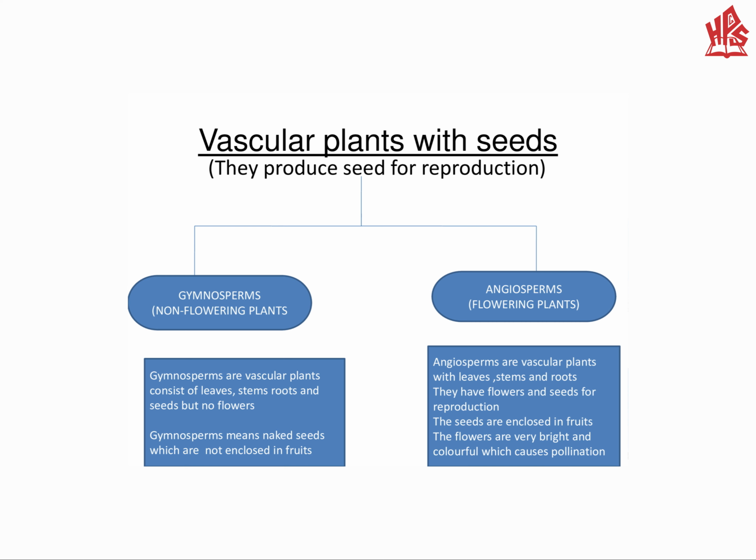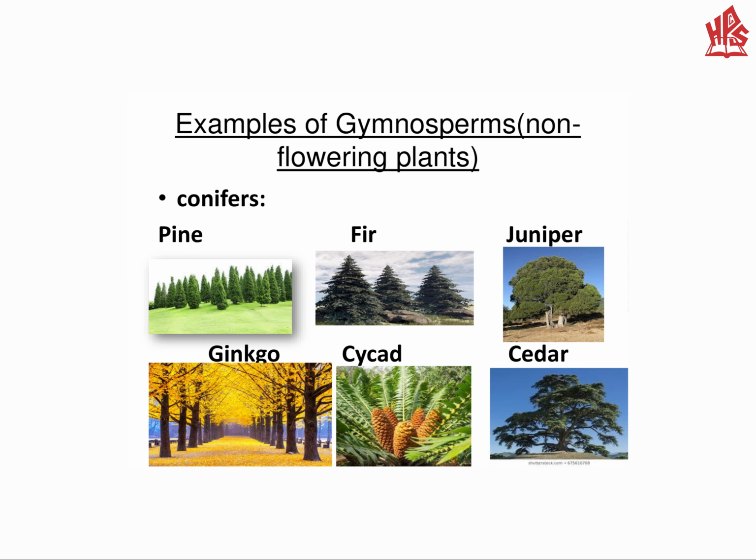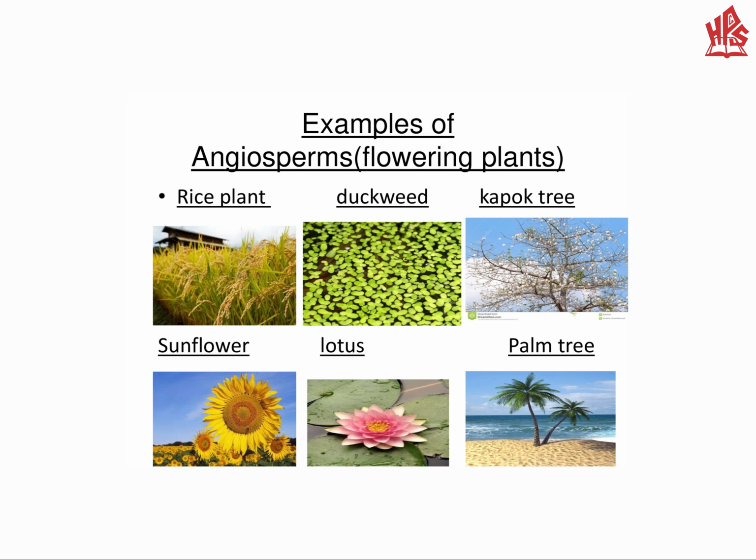On the opposite hand, angiosperms are vascular plants with seeds, stems, and roots. They have flowers and seeds to reproduce, and their seeds are enclosed. Here are some examples of gymnosperms: pine, fir, juniper, ginkgo, cycad, and cedar. Now comes the examples of angiosperms: rice plant, duckweed, kapok tree, sunflower, lotus, and palm tree.